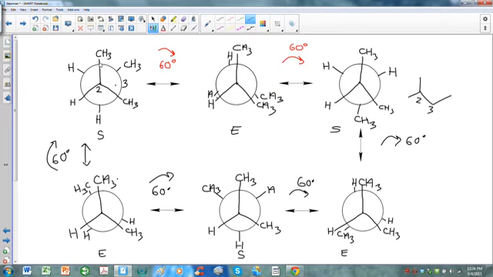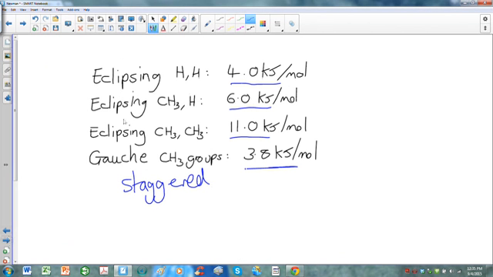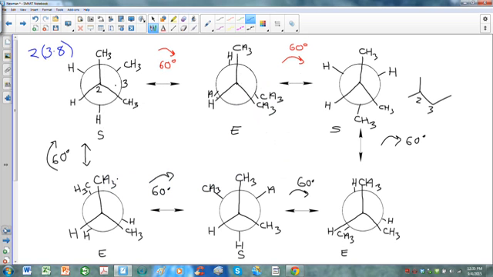Can you guys see I have one gauche interaction and one gauche interaction. All the hydrogens are staggered to each other, and they're too small to have any interaction. They're also too small to interact with the CH3 groups, but the CH3 groups are big enough to interact with each other even though they're staggered. So that means I have two gauche interactions. Each of the gauche interactions has an energy value of 3.8 kilojoules per mole. Therefore, this conformation has a total energy, can you see, of 7.6 kilojoules per mole. Does that make sense? We're going to do that for each of these.